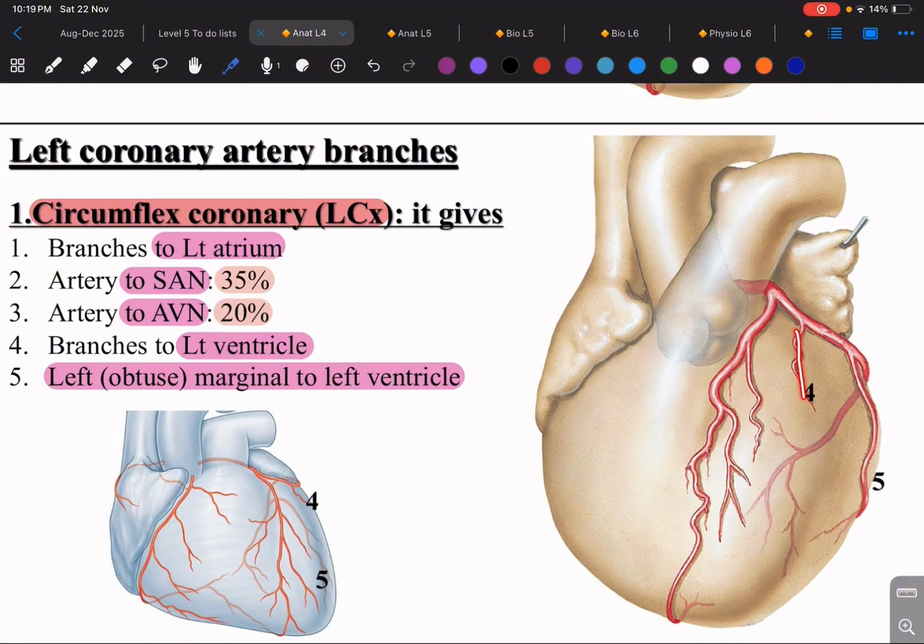So we give it one branch which is the branch to the left ventricle, and then we give it another branch from the side or from the margin. So we're going to name it the left marginal branch, the left marginal branch of the left ventricle. So here we had the right marginal branch and here we have the left marginal branch. So we're done with the branch of the left atrium, the branch of the left ventricle, and the marginal left branch. We have two more branches which are the SA node and the AV node. So we have an artery to the SA node and an artery to the AV node.